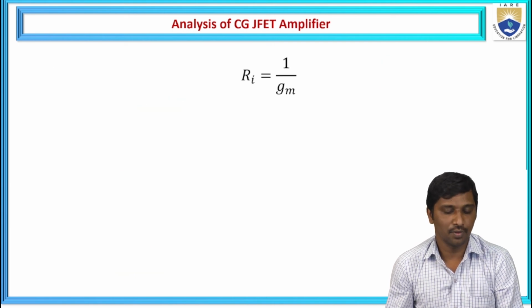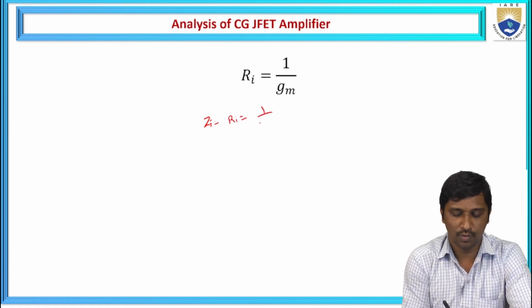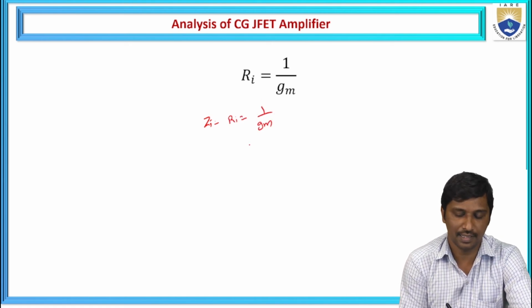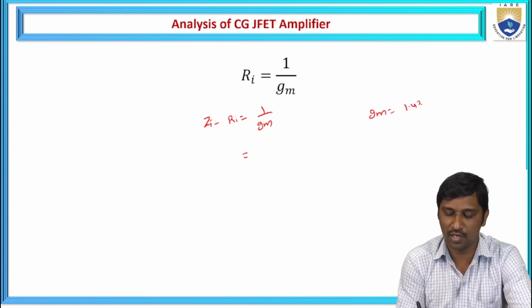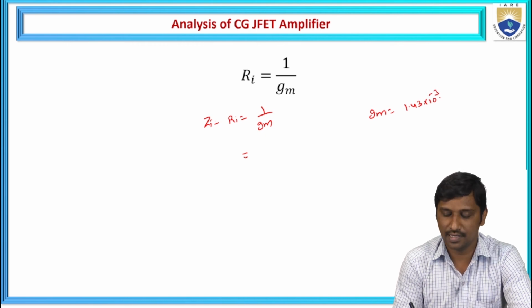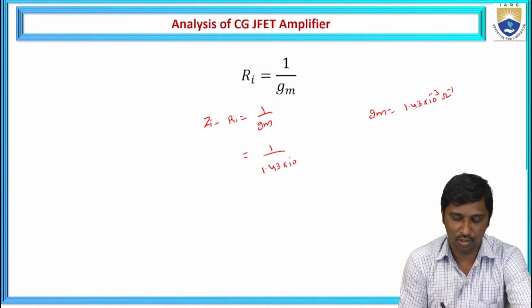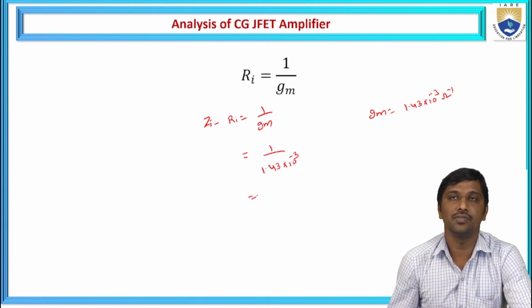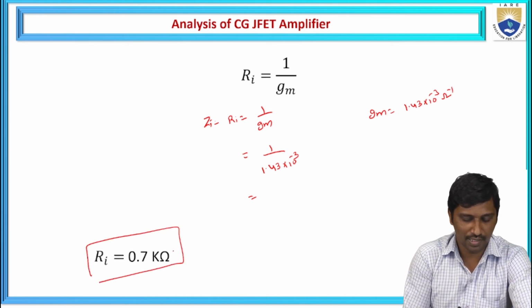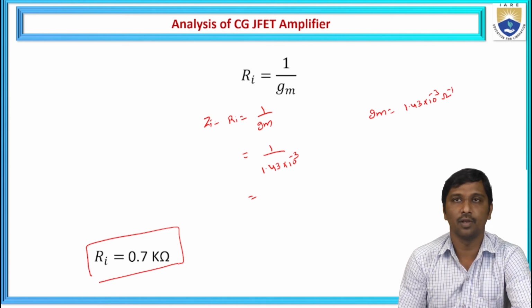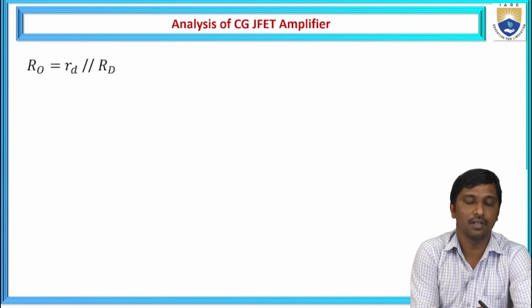Similarly, we need to calculate Zi or Ri. Zi or Ri is equal to the reciprocal of the transconductance. From the given problem, the transconductance value gm is equal to 1.43 into 10 to the power of minus 3 ohm inverse or mho, hence 1 by 1.43 into 10 to the power of minus 3. That gives the input impedance, hence the Zi or Ri value is 0.7 kilo ohms.